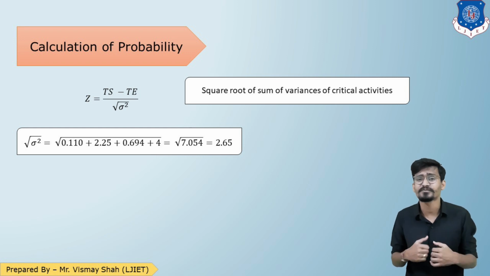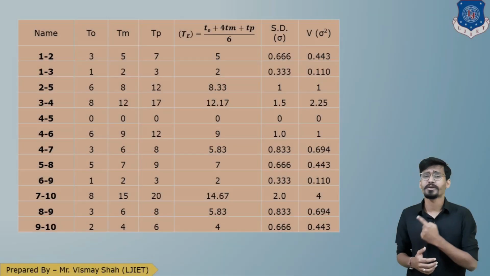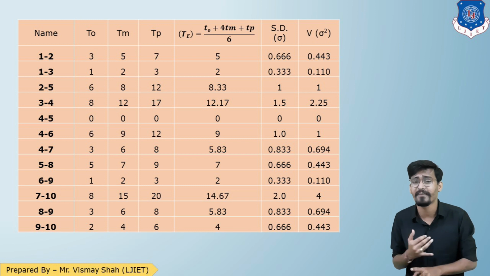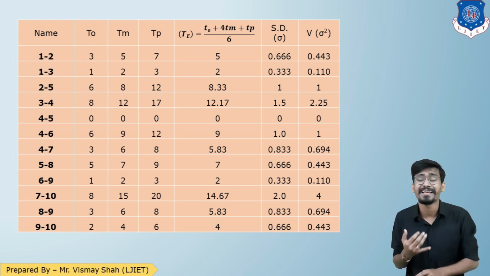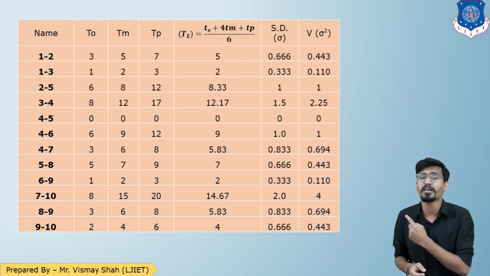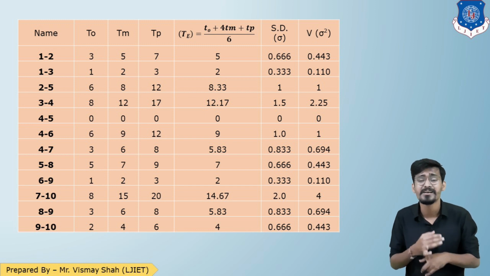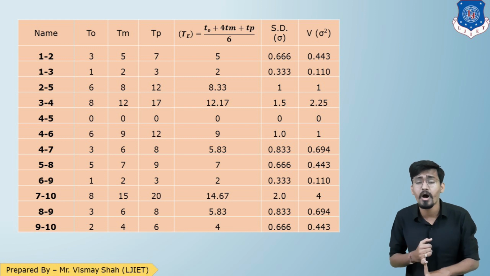So now let us find the standard deviation and the variance for the given network. Alright, so here is the standard deviation and the variance. You know the formula for standard deviation, TP minus TO divided by 6, and variance sigma square, that is TP minus TO upon 6, the whole square. So we can get the values of SD and V. SD is sigma, V is sigma square.